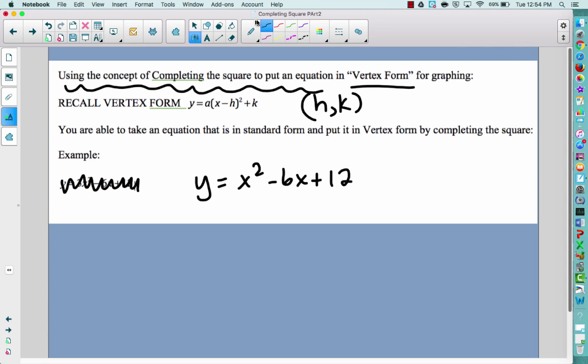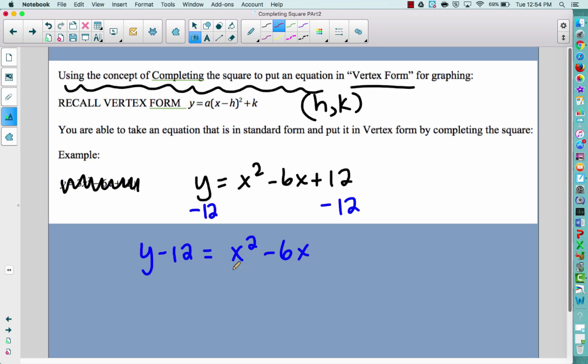Okay, so the first thing we're going to do, we're not going to set it equal to 0, because remember, when we set it equal to 0, we're solving it. We're finding the zeros, we're finding the solutions, we're finding the x-intercepts. We're just putting this in vertex form, which means we need a y and an x in our equation. So instead of bringing the 12 to the 0, we're going to bring the 12 to the other side by the y. So I get y minus 12 equals x squared minus 6x.